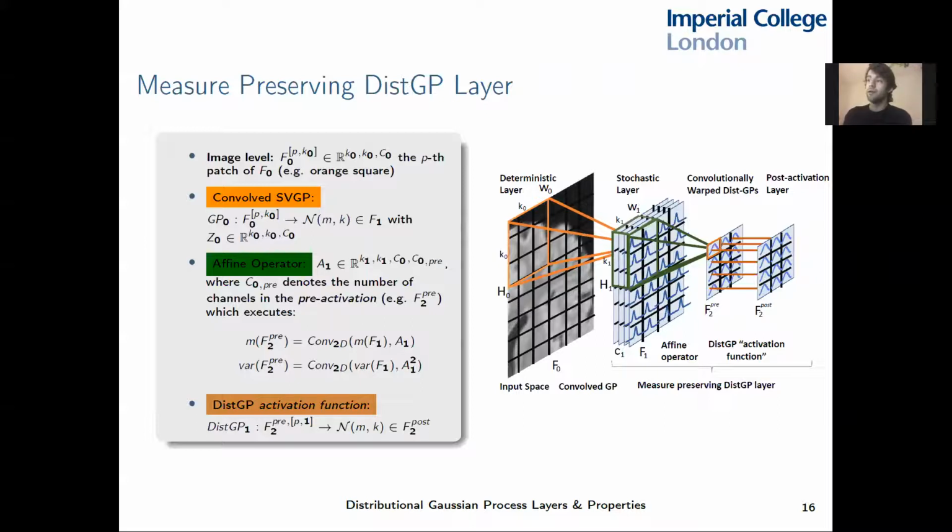Now we apply an affine operator, which is denoted by green in the figure, which acts as a replacement for the standard filter convolved. But at the end, we still obtain a stochastic layer denoted by F2 pre-activation. And as the name says, we now need an activation function. So unlike the usual activation functions used in neural nets, we don't use ReLU or sigmoids, but instead use a distributional GP, denoted in light brown in the figure, in a one-to-one manner to act as a non-parametric activation function that correctly propagates uncertainty forward.